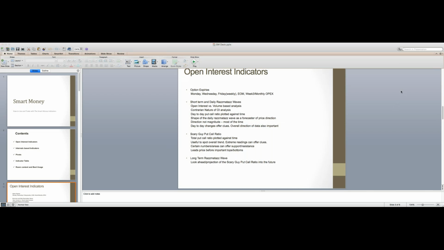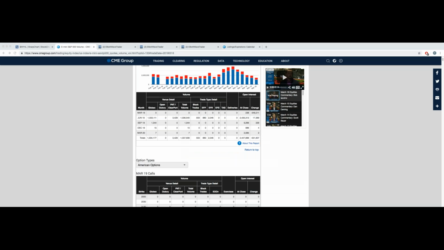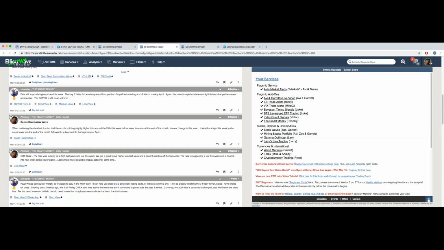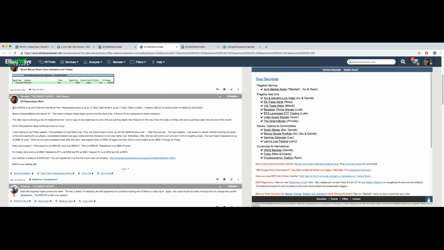So for example, if we look at the reports that I put out every day, I try to talk about what the data did and what to expect for today. Today's data was all uptick. The SGPCR is up, the short-term rationalized wave is up, next week is up. So the interpretation is that the data is bullish. This is the kind of information that we put out every day. It gives us a bias for the day, and what to expect.